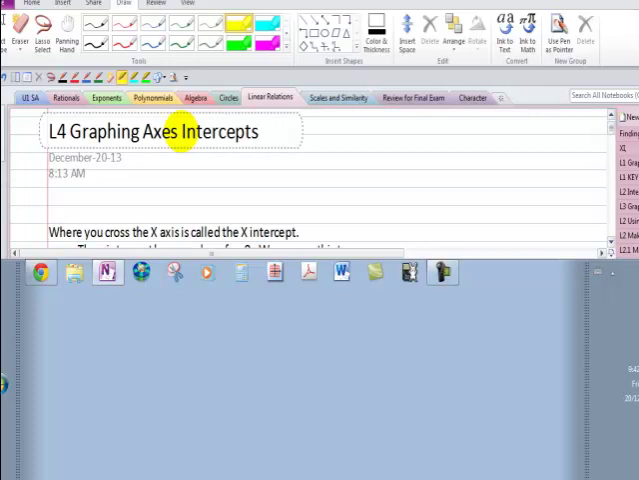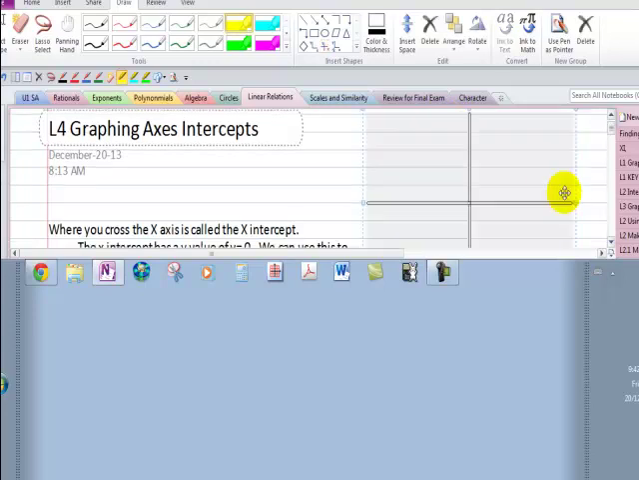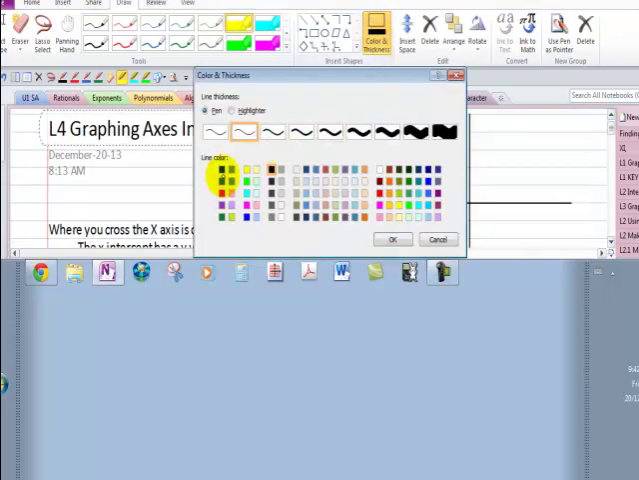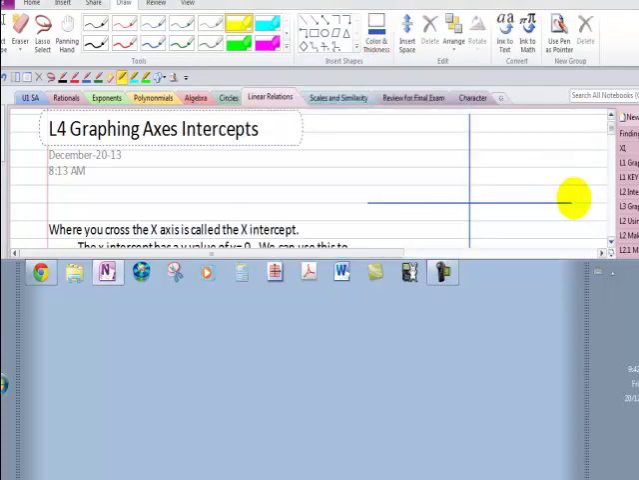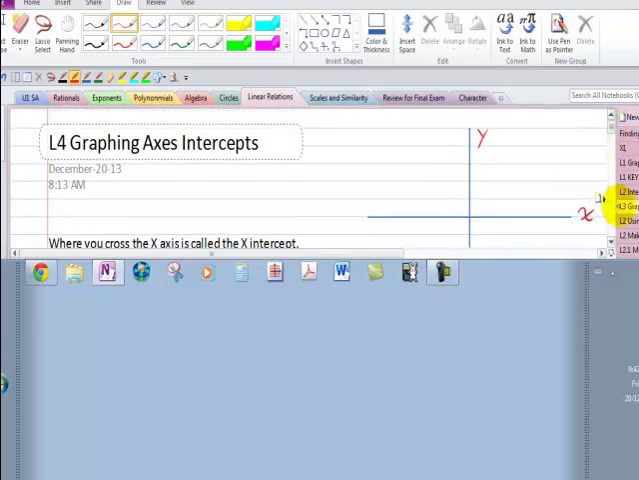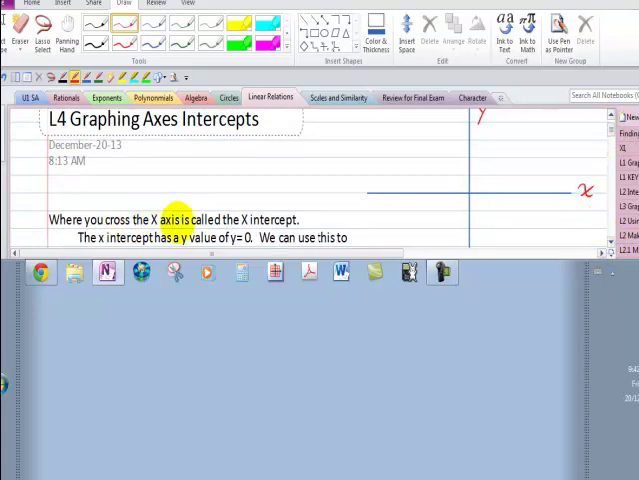An axis, just to remind you, is when you have your x and your y axis. Our x-axis is going horizontal, and your y-axis is going up or down. What we're trying to do is find where we're crossing those two lines. Where you cross the x-axis is called the x-intercept. Intercept means where you are crossing.